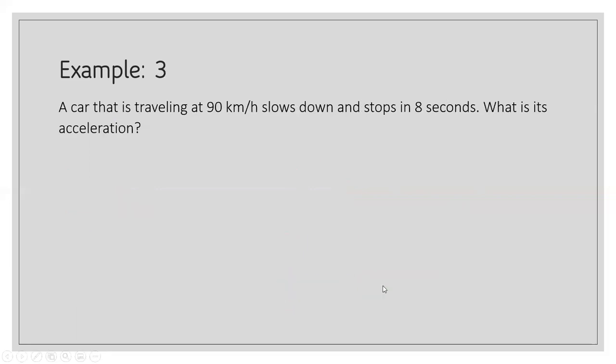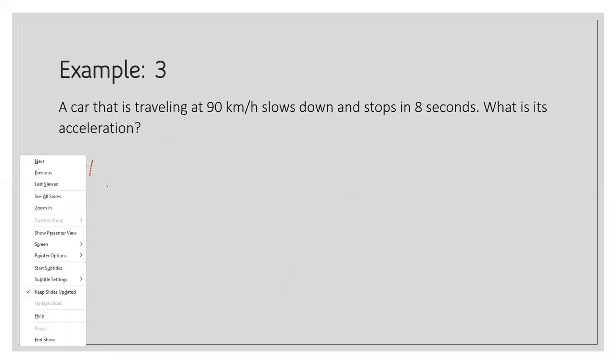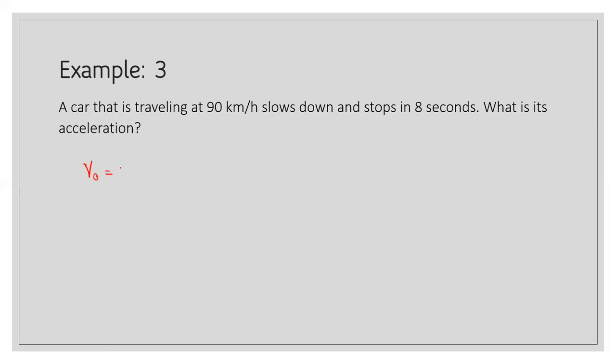Next question we're going to look at. A car that's traveling 90 kilometers per hour slows down and stops in 8 seconds. What's the acceleration? So we have an initial velocity starting out of 90 kilometers per hour. We have a final velocity that is a stop, which means it's 0 meters per second, kilometers per hour. I'm going to use meters per second because we have our time in seconds, and that means we're going back for a conversion. And time is equal to 8 seconds, and our acceleration is what we want to calculate.